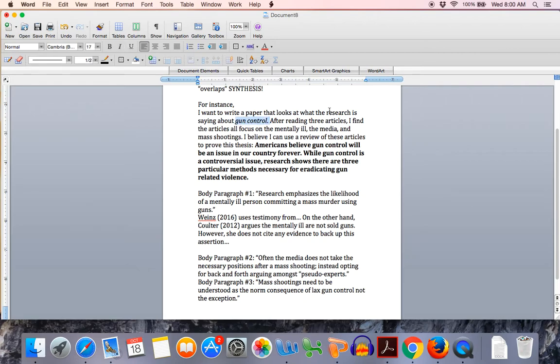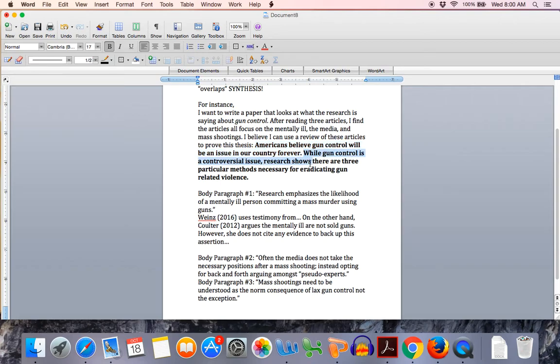So I read a bunch of articles, and after reading 3 articles specifically, I see that there's a focus on the mentally ill, media, and mass shootings. So after thinking about these 3 ideas, after thinking about these 3 articles, I realize I have a thesis statement. And this thesis statement is as follows. Americans believe gun control will be an issue in our country forever. While gun control is a controversial issue, research shows there are 3 particular methods necessary for eradicating gun-related violence. So you'll see that I have a they say, right?